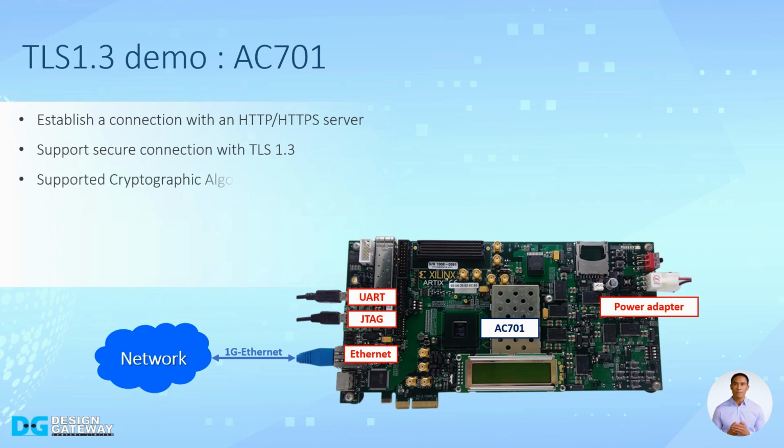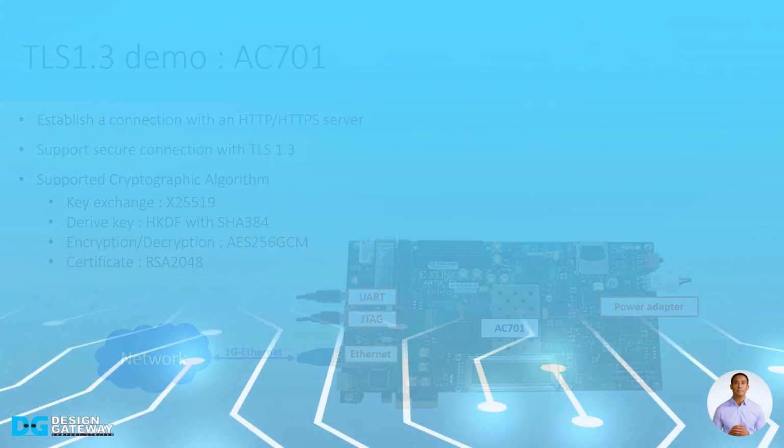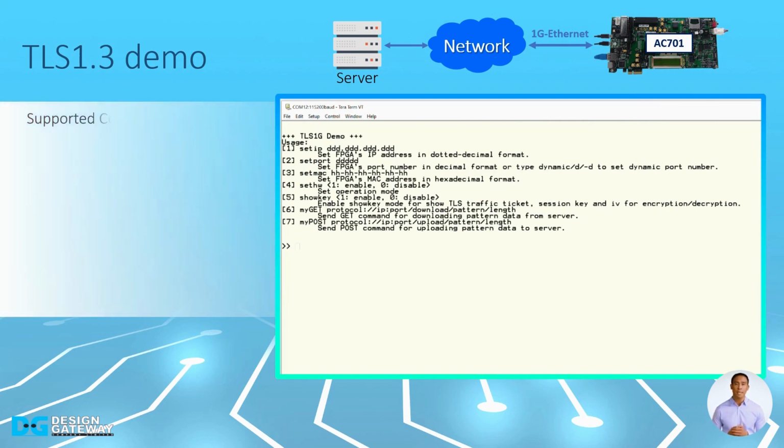The supported cryptographic algorithms for the demo are X25519 for key exchange, hash-based key derivation function or HKDF with SHA-384 for deriving keys, AES-256 GCM for encryption and decryption, and RSA for certificate verification. In this demonstration, users can set parameters, which are the IP address, port number, and MAC address of the FPGA board, enable hardware, enable Shoki mode, and download and upload data by using the supported commands.